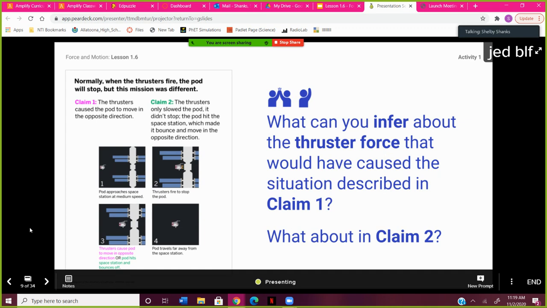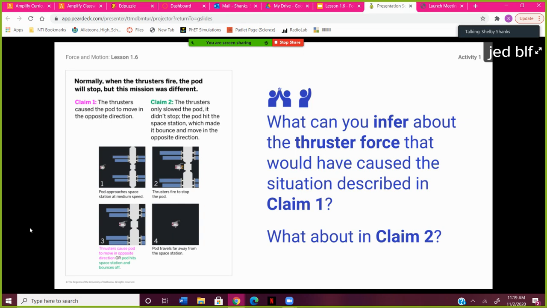All right, so think about this question real quick, and then the next question is going to ask you which claim you think is correct. All right, so what can you infer about the thruster force that would have caused the situation described in claim 1, and what about claim 2? So what can you infer about the thruster force in each of those claims? Was the thruster force too strong? Was it too weak? Was it just right? What do you think? And what do you think could have happened?